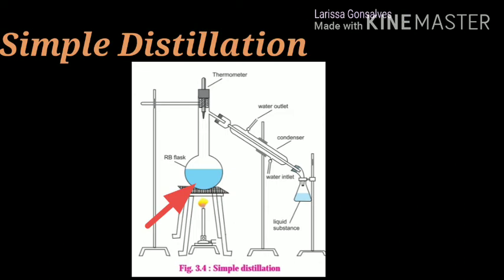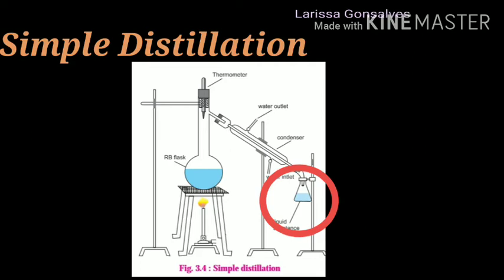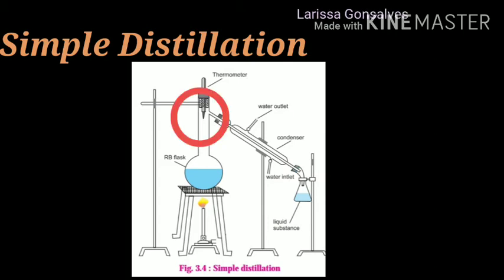This round bottom flask is then clamped to a stand. Depending upon the type of liquid, that is, whether it is volatile or non-volatile, the round bottom flask is placed in water bath, even on wire gauze or oil bath. The condenser is further connected to a receiver where the pure liquid is to be collected. When carrying out the process of distillation, care should be taken that the bulb of the thermometer should be just below the sidearm of the round bottom flask.